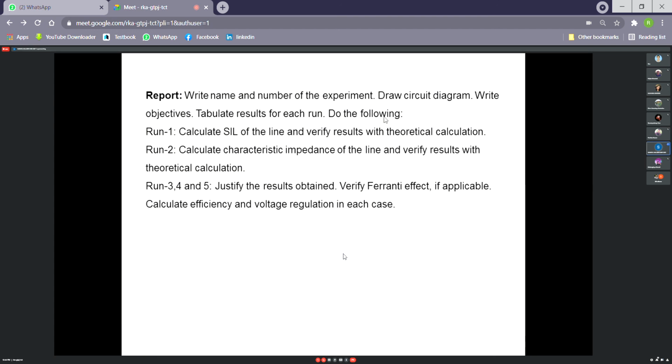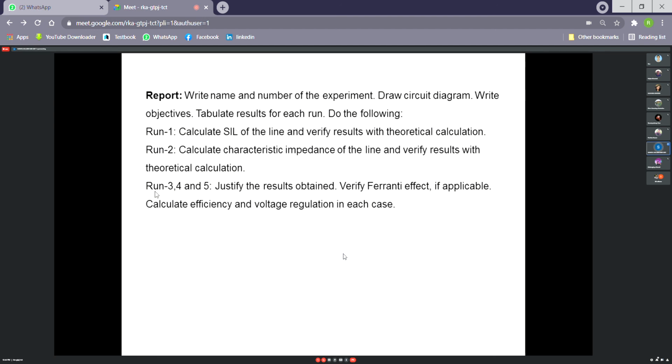Then do the following. Run 1: calculate the sending end of the line and verify the results with theoretical calculation. Whatever result you have got, calculate it from the theoretical values, which you have already learned in this semester. Next, calculate the characteristic impedance of the line and verify the result with theoretical calculation. Calculation of run 1 and 2 will be more or less the same.